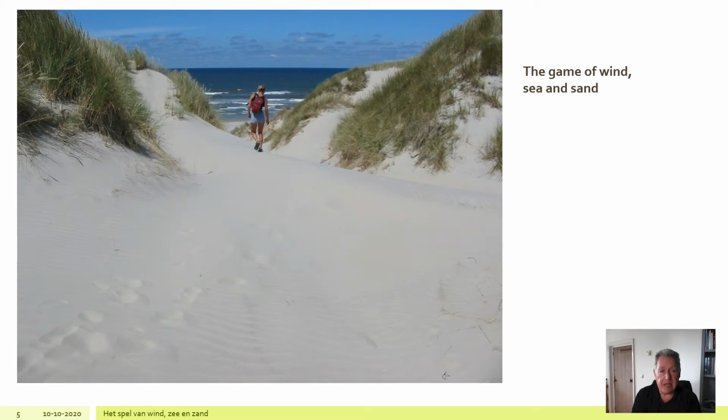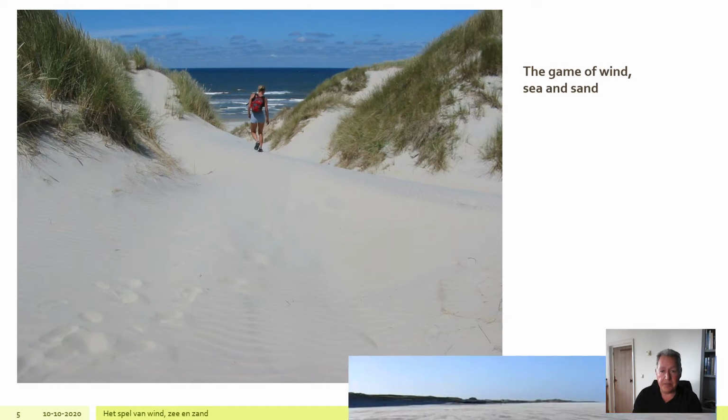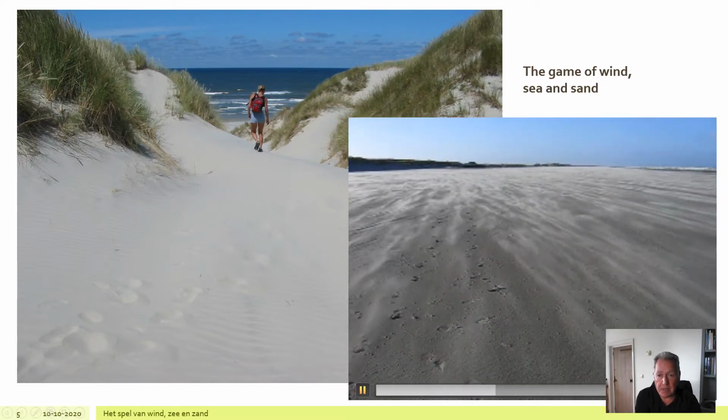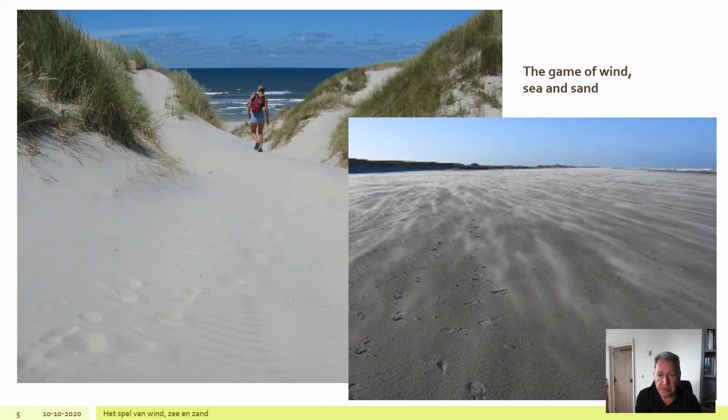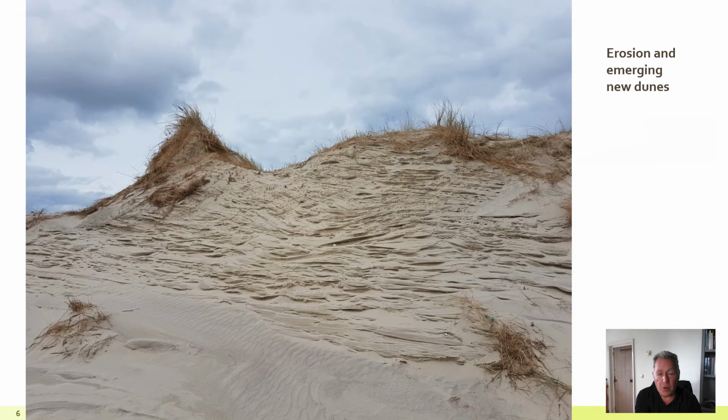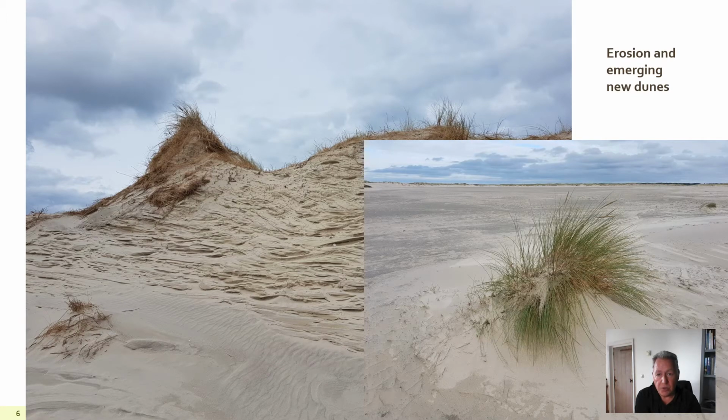Here you see the landscape, dunes, beach, the sea, and this is with nice weather, but it can be different. It can be very stormy, and sometimes the sea crashes the dunes. As a result, on one hand, dunes are eroding. Sometimes they completely disappear. On the other hand, new dunes are emerging. In a few years, this small dune can be an adult dune.